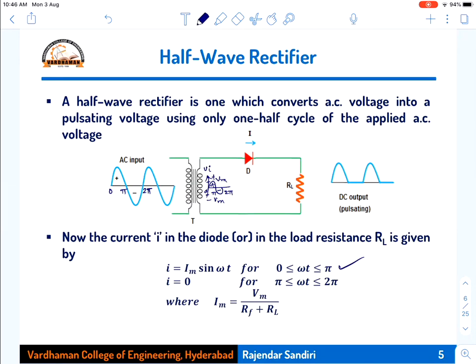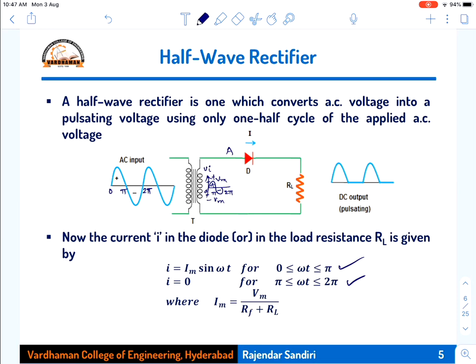Next, from pi to 2 pi, what is the input? It is negative. A negative voltage is applied to the anode of the diode, so it will be reverse biased. If it is reverse biased, the diode is an open circuit. Then what current will flow in an open circuit? It will be 0. So I is equal to 0 for pi less than or equal to omega t less than or equal to 2 pi.